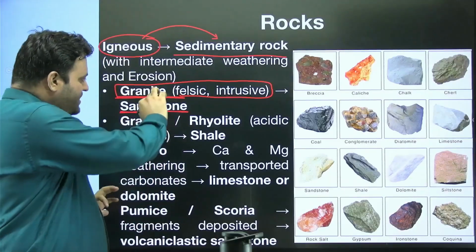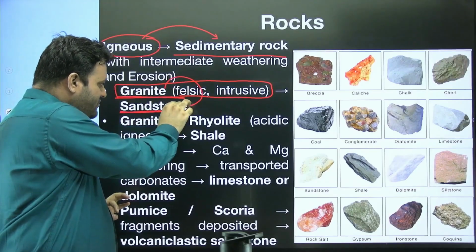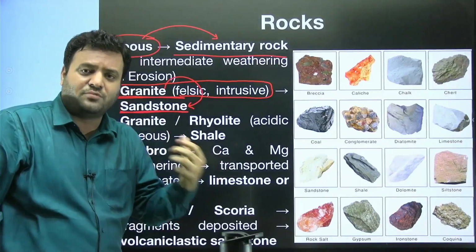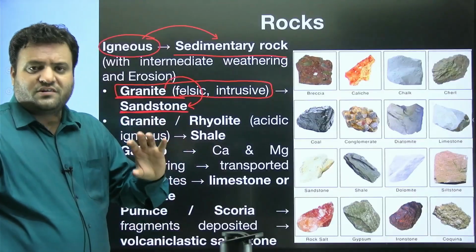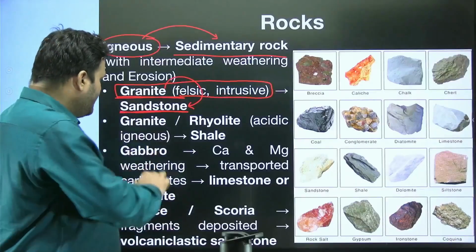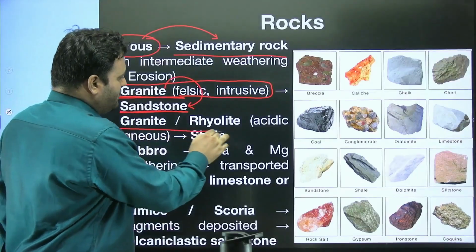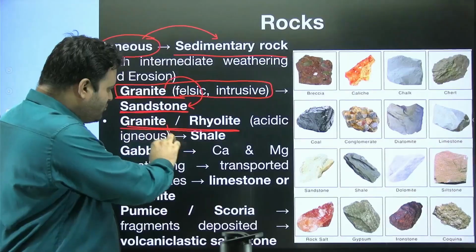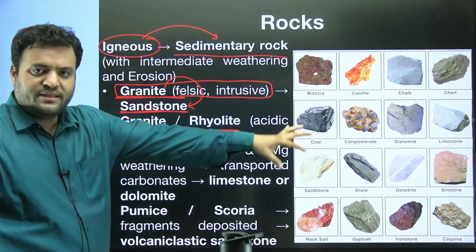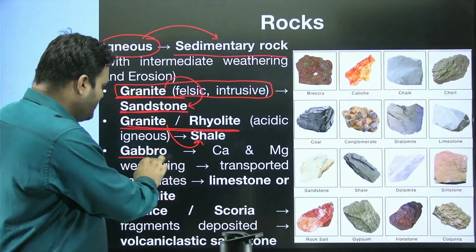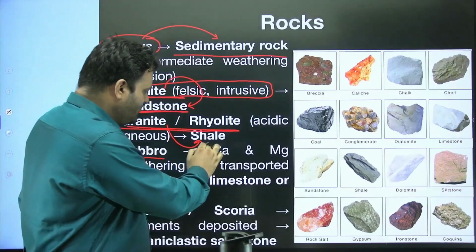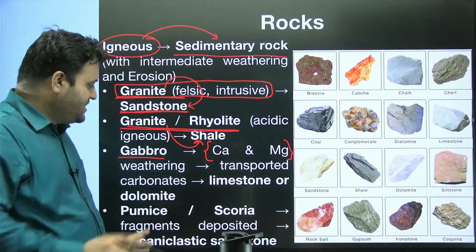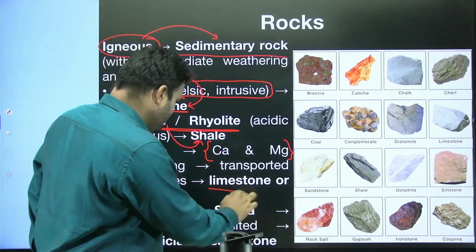This means the properties of granite could be similar in the sandstone, along with other attributes and properties in terms of fossils and other minerals. Similarly, if there is granite or rhyolite, or an acidic rock, that would lead to the formation of shale as a sedimentary rock. Suppose we have gabbro, which is rich in calcium and magnesium. There is a removal of calcium and magnesium, and that would lead to the formation of limestone or dolomite.